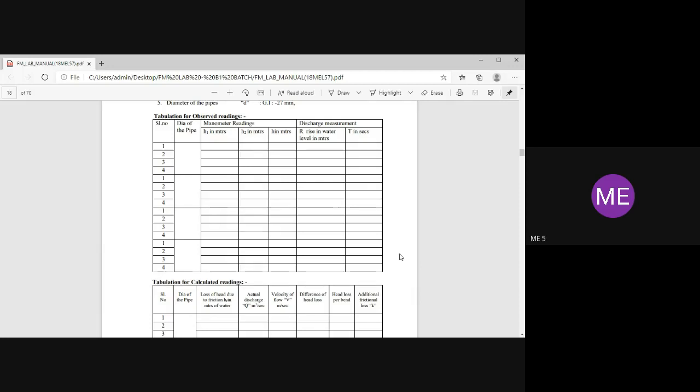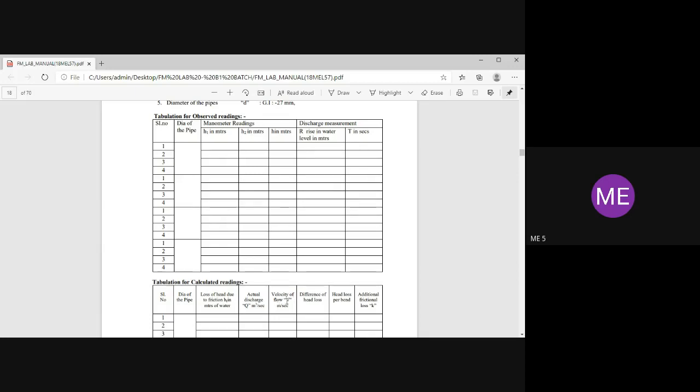First, you note down observation. Second one, tabulation for observed readings. Third one, tabulation for calculated readings. Here you have the loss of head due to friction, HF, in meters of water. HF is given by 4FLV squared divided by D into 2G. Actual discharge Q is AR divided by T. A is area of collecting tank, that is 0.12 meter square. R is rise of water level, 0.1 meter, divided by T. T is the time taken to reach the level of 0.1 meter.